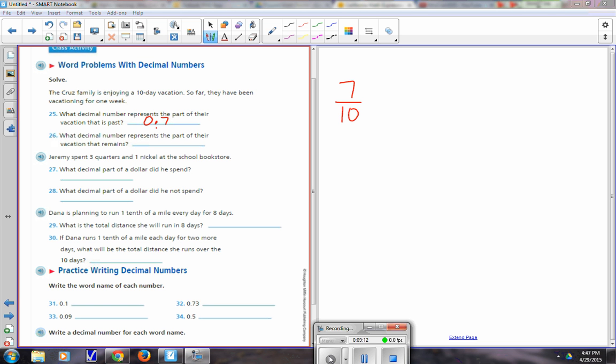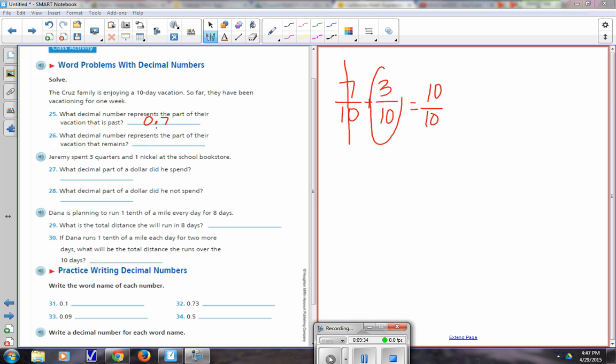Now, what decimal represents the part of their vacation that remains? So if I want 10 out of 10, that is what the total vacation is. To get to 10 out of 10, what do I need to add to 7? Oh, that's 3/10. So this is what's gone. This is what's left. So 3/10 of the vacation remains.